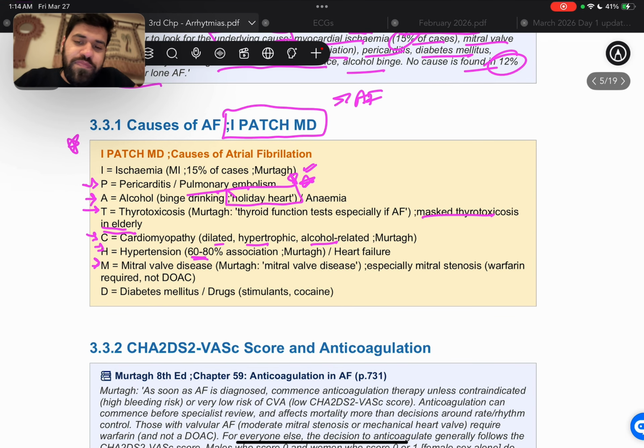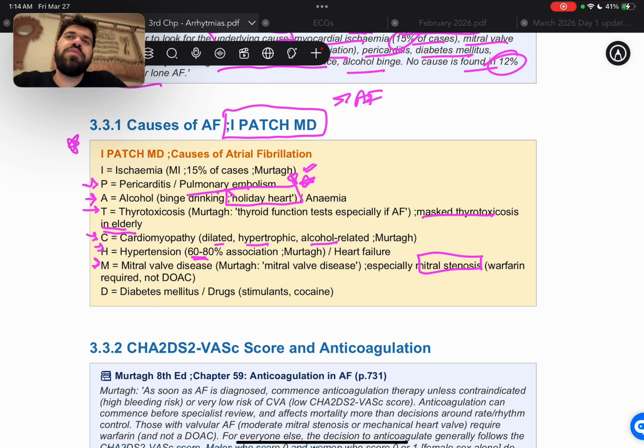So what are the different reasons for mitral stenosis? One could be calcification, especially in old age, or amyloidosis, or calcium deposits on the heart, or some other deposits, or vegetations in the heart that could lead to mitral stenosis. In mitral valve disease, warfarin is required, but not DOAC. I kept it here because it's a really important point. Later on, we'll be going over the different pathways of treatment, but these are a few important points.